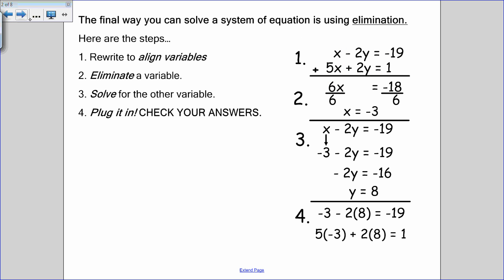After you've aligned your variables, you eliminate a variable. We can do this through addition or through subtraction. We'll give some examples of those in just a little bit. But you're working to eliminate a variable, or to get rid of a variable.